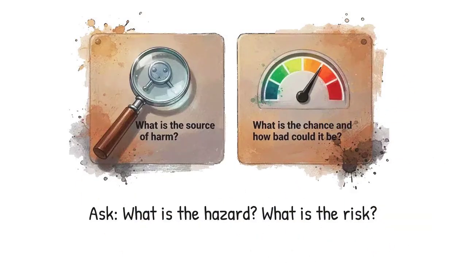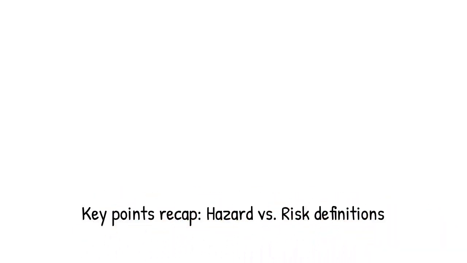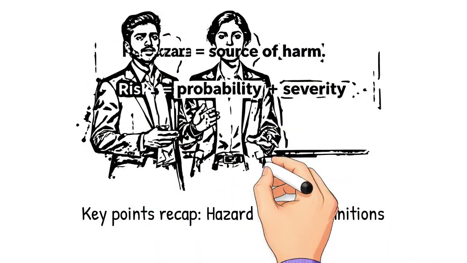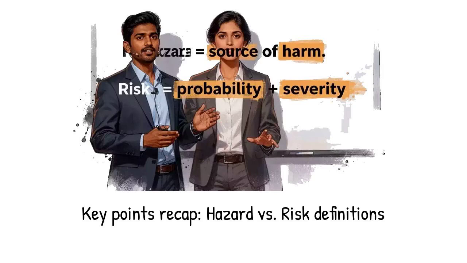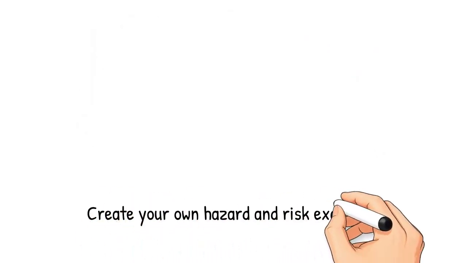That's the risk. Let's wrap this up in one clean package. Key points. Hazard equals source of harm. Risk equals probability plus severity. Hazard is the thing that can hurt you. Risk is about how likely it is to happen and how bad it will be. In ASP questions, watch out for options that describe probability or severity and try to trick you into calling them hazards.